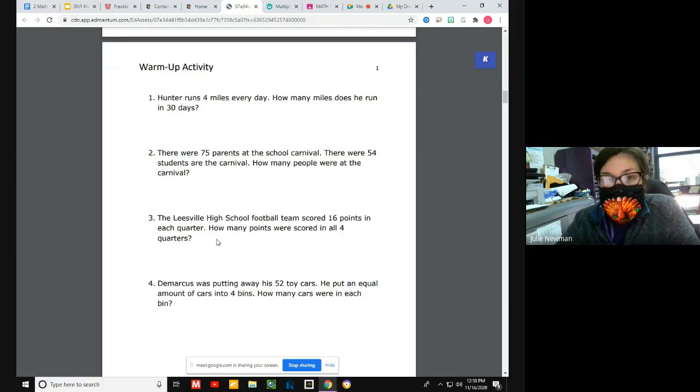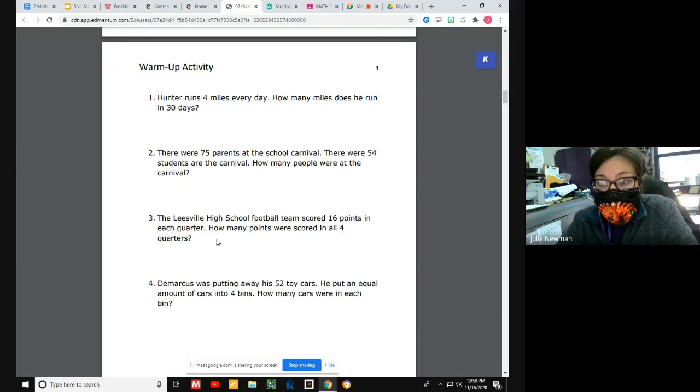Let's look at number 2. There were 75 parents at the school carnival. There were 54 students at the carnival. How many people were at the carnival? Well, it's wanting us to add 75 parents and 54 students. So no, this problem is not asking us to multiply.